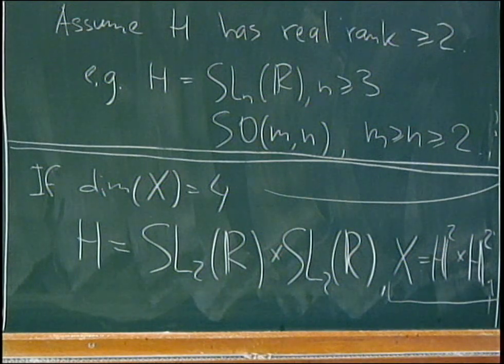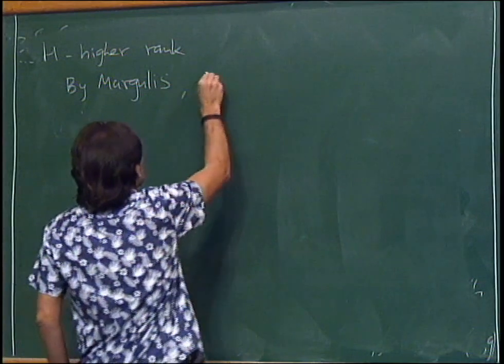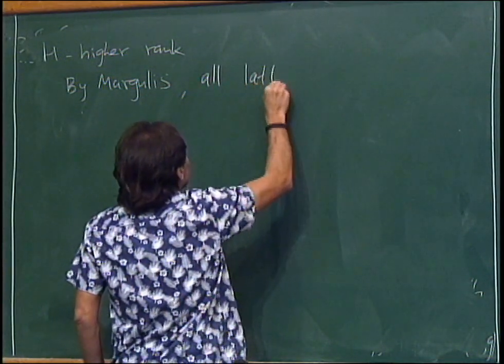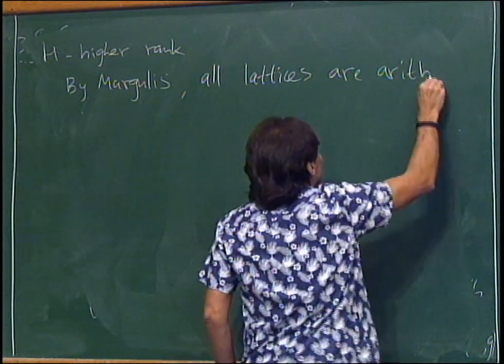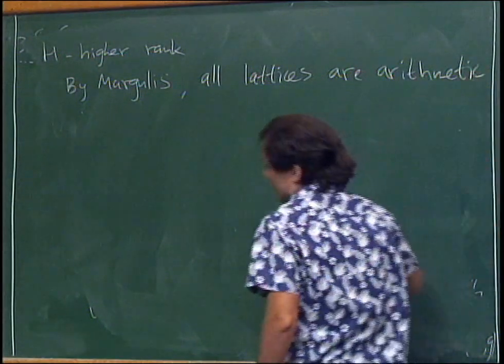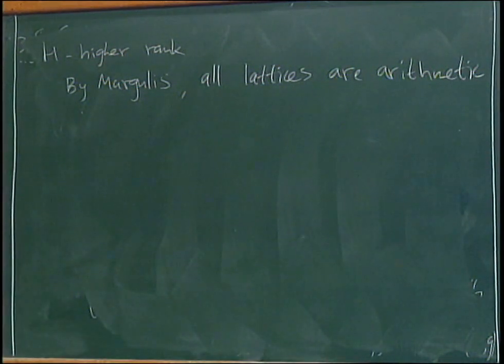So the structure of the proof, the way it goes in most of these results is, say, in higher rank. So, say, by Margulis, all irreducible lattices are arithmetic. And then I will say a bit more about this, but we start to use arithmetic technique.